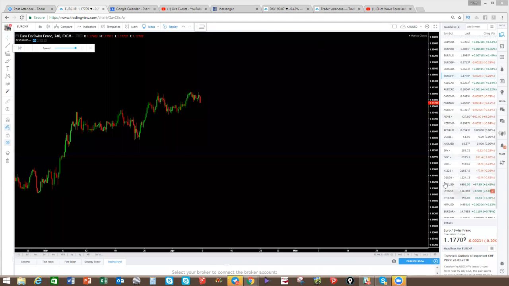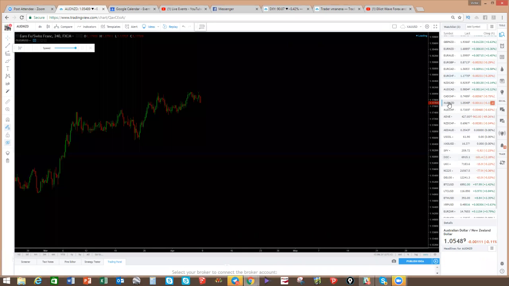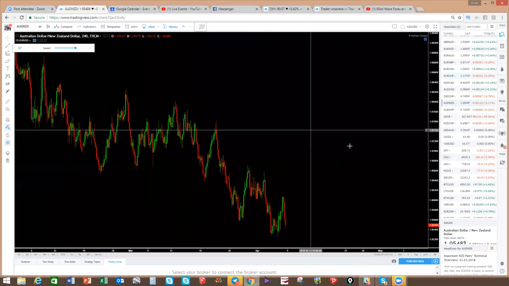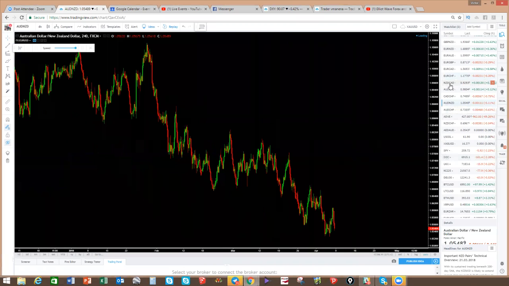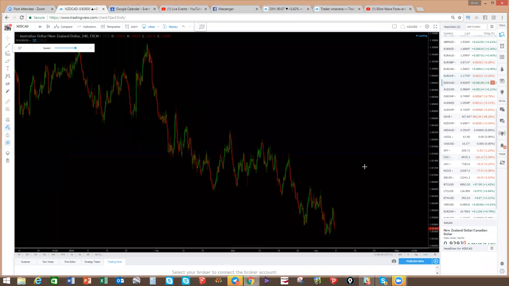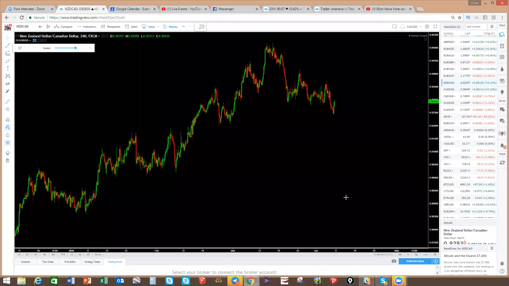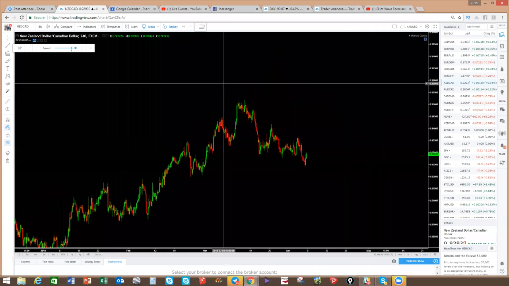Let's look at some CAD and AUD pairs. AUD New Zealand. Let's look at AUD New Zealand first, because there's an interesting, no, let me look at New Zealand CAD first. So New Zealand CAD, the reason why I want to look at it is because it has got a very nice structure.